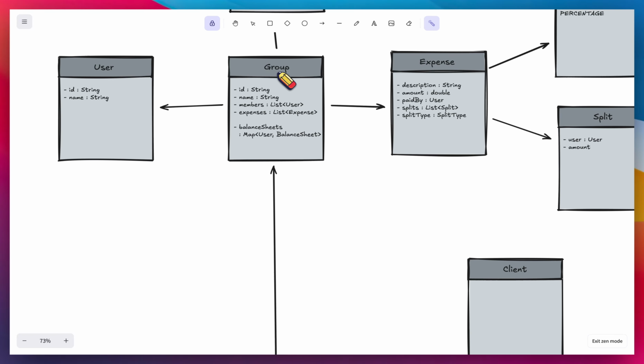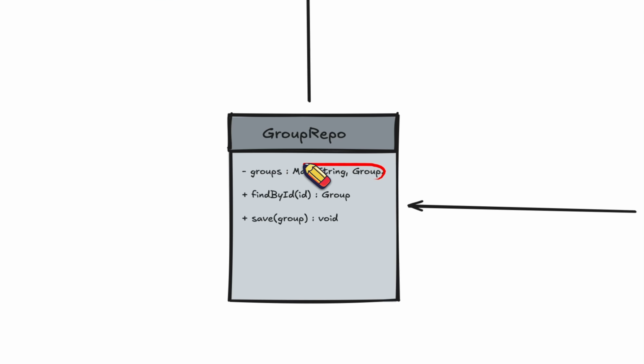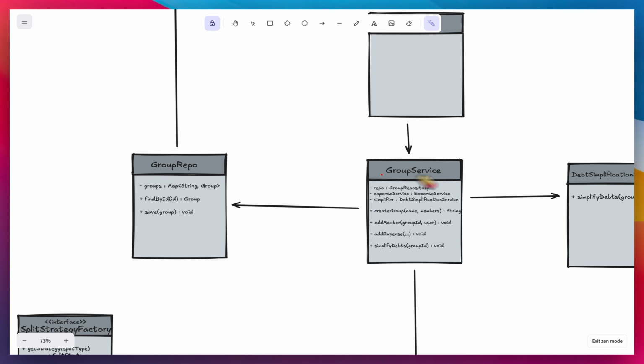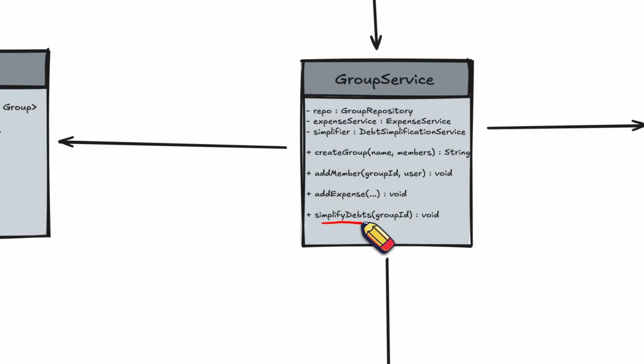Now these groups, which you can see over here, would be stored in a HashMap, or you can say an in-memory database. And in order to perform CRUD operations on that in-memory database, I have created a group repository. So you can see functions like find by ID, save, delete, etc. All those functions would be present in the group repository, and they would be performing CRUD operations on this in-memory database, right? And all the business logic related to group would be lying in this group service. So you can see functions like create group, add member, add expense, simplify debt, etc.